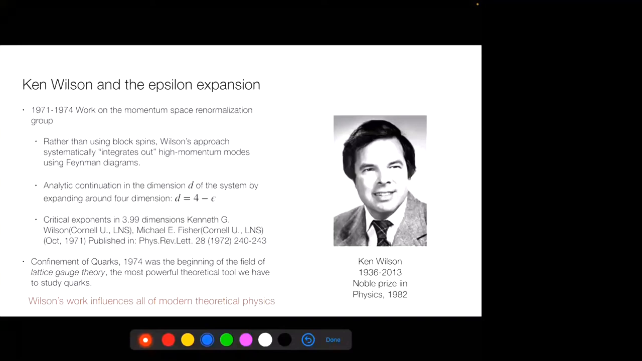Kadanoff and Fisher taught Wilson what they knew about critical phenomena. And Wilson came up with a different approach to the renormalization group, where instead of Kadanoff's block spins, he said, well, what we need to do is get rid of the high momentum modes. These are the most energetic modes of the system, which are responsible for local fluctuations. When we integrate those out, we'll be left with a theory which only describes the low momentum modes, which corresponds to large distances. So it's another way of getting at the large distance behavior of the theory, but it's done in momentum space, and it's actually done using Feynman diagrams. It's the natural language of particle physics. And so that was an innovation.